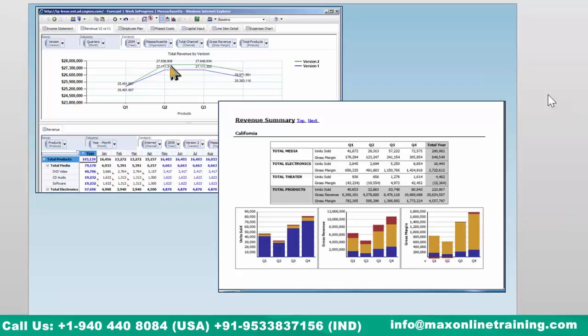So on top of it, we require an ETL tool, we require a database. All these environments have to be handled. So these are the primary factors why customers are choosing TM1 over any other products in the market.